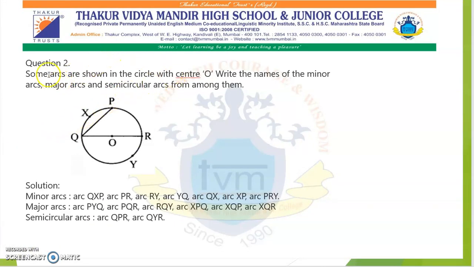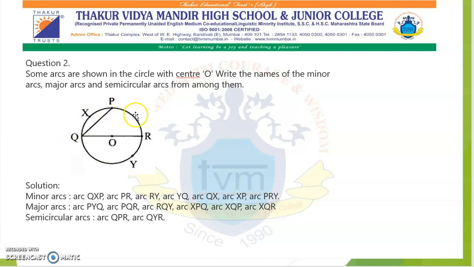Now let us see some textbook question. Some arcs are given below in the circle with center O. Write the names of minor arc, major arc and semicircular arcs from among them. Just now in the previous slide, we have seen that major arc is the bigger part of a circle and a smaller part is called what? Minor arc. And half of a circle is called semicircle.